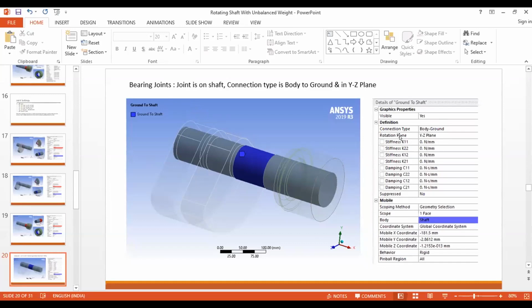Make sure that in the rotation plane you have the YZ plane, and your shaft axis should lie on the X axis. So make sure you check your shaft axis, and then check your rotation plane. In this case my rotation axis is X, so that's why I'm selecting the YZ plane.